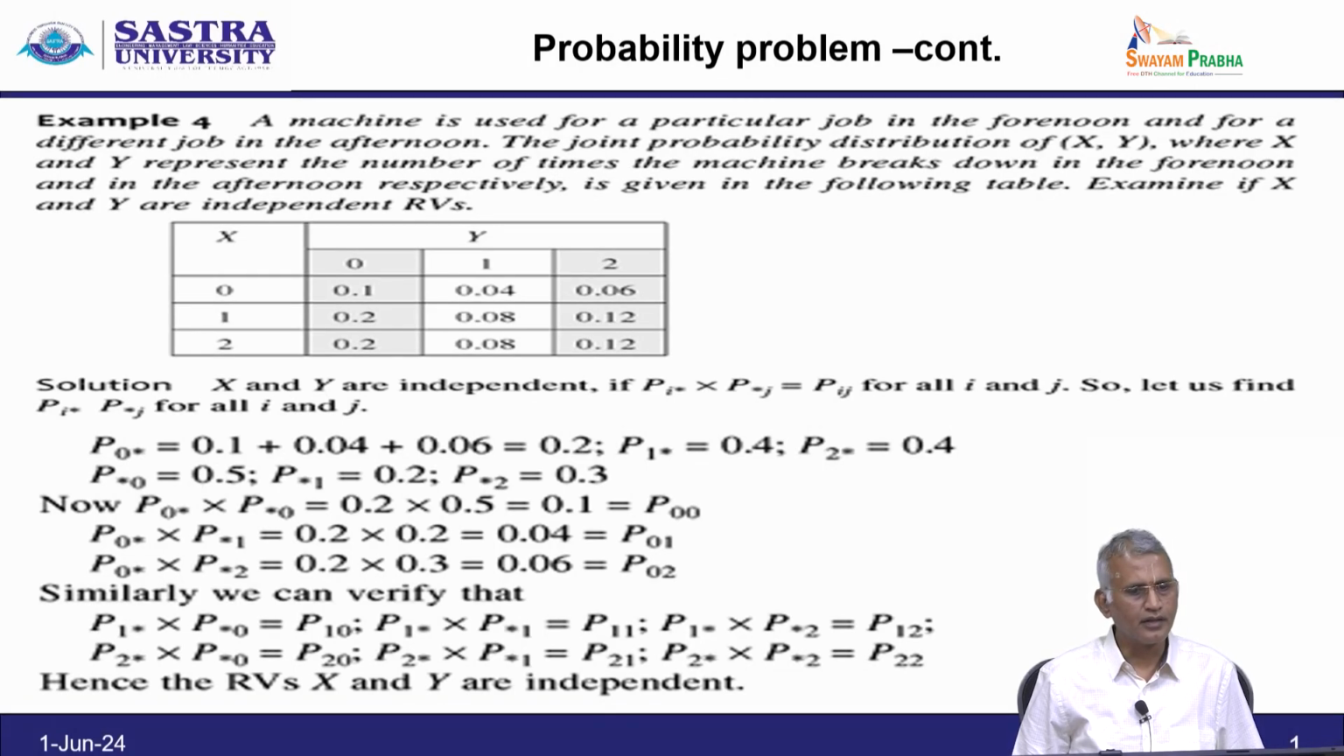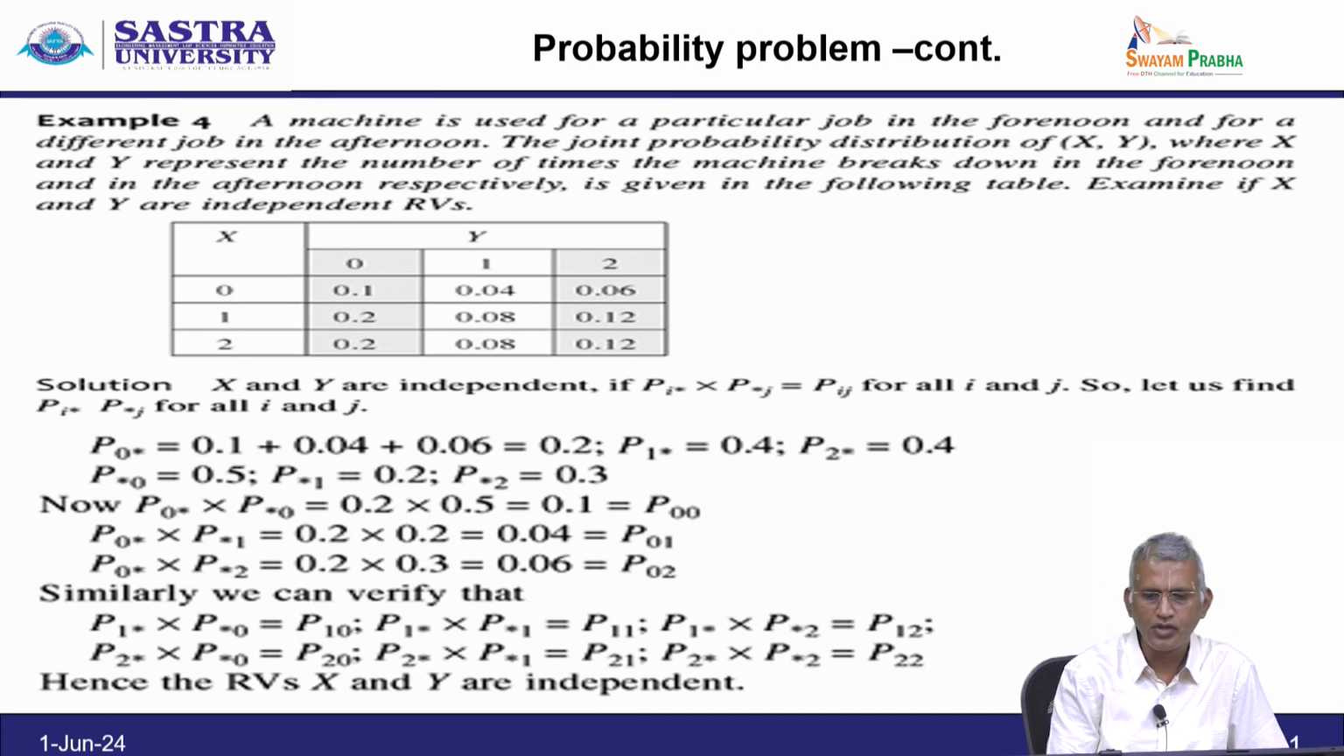Let us continue the problem related to probability. Already we discussed 3 problems of bivariate, that is joint probability distribution, and further some more problems we have to discuss. So, the problem is: a machine is used for a particular job in the forenoon and for a different job in the afternoon. The joint probability distribution of x comma y, where x and y represent the number of times the machine breaks down in the forenoon and the afternoon respectively, is given in the following table. Examine if x and y are independent random variables.